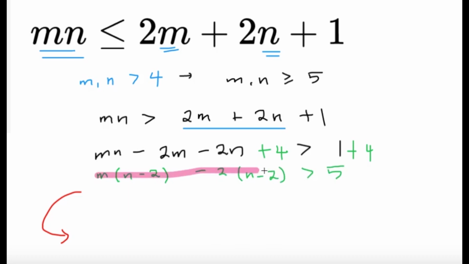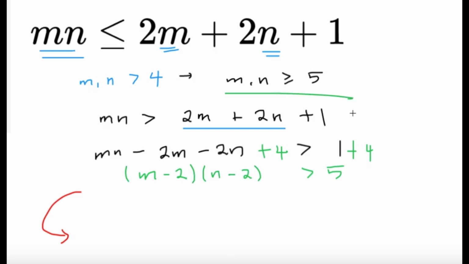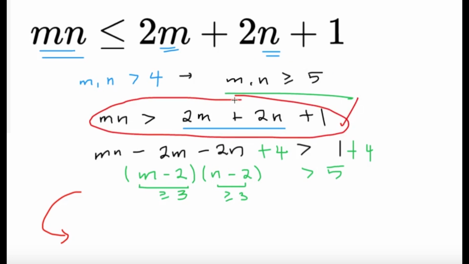Now this left side here, I can factor it as (m minus 2) times (n minus 2). And here we made the assumption that m and n are greater than or equal to 5. That's going to give me m minus 2 is greater than or equal to 3, and n minus 2 is greater than or equal to 3, so the left-hand side has a minimum possible value of 9. And since 9 is greater than 5, we can finally say that if m and n are both greater than or equal to 5, this inequality would be true, so mn would be greater than 2m plus 2n plus 1. Therefore, this cannot be the case since we want the other sign.